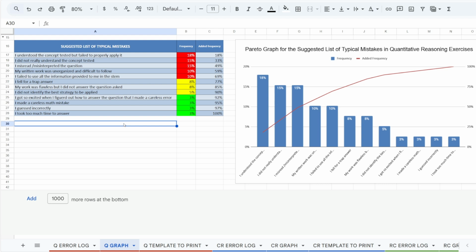If your main problems in data insights are related to timing, you may need more practice with timed sets and more efficient strategies to interpret charts and tables. In this way, the error logs become not just a record of past mistakes, but a practical guide to decide what to focus on in order to maximize your score on the exam.